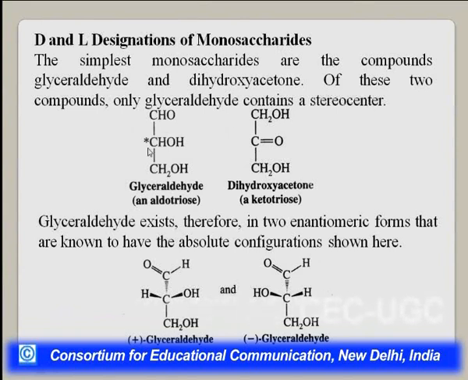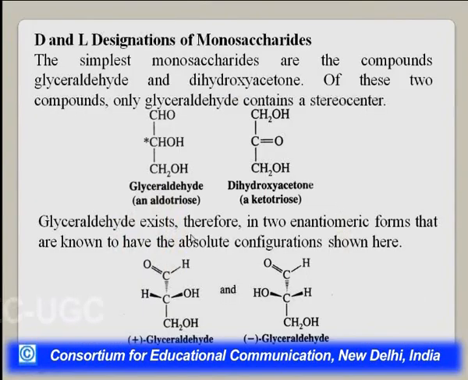This is the only stereocenter in this molecule, because the other carbons have the same kind of atoms or groups. Here you can see this oxygen is bonded to this carbon with a double bond, so it cannot be a stereocenter. Again, this carbon is attached to 2 hydrogen atoms, so it is not a stereocenter. Only this one is the stereocenter, and this molecule does not contain any stereocenter if you see all the carbon atoms carefully. Glyceraldehyde therefore exists in 2 enantiomeric forms.